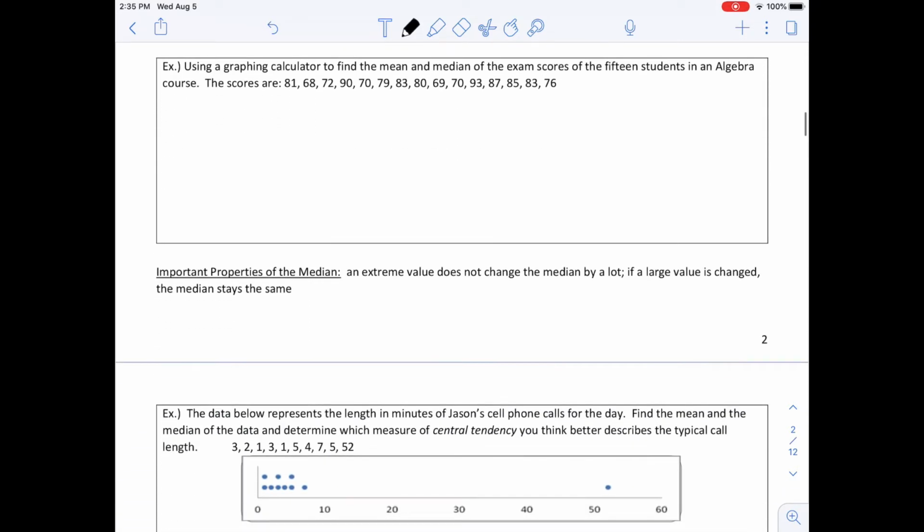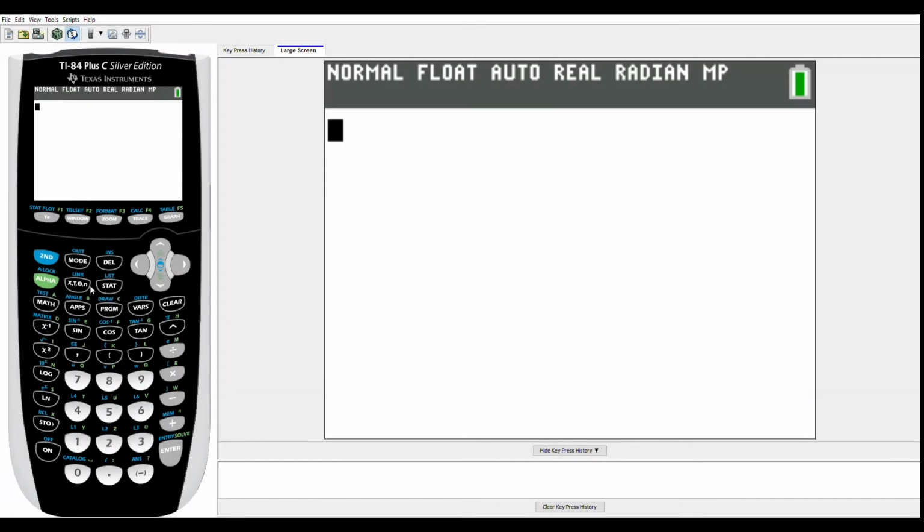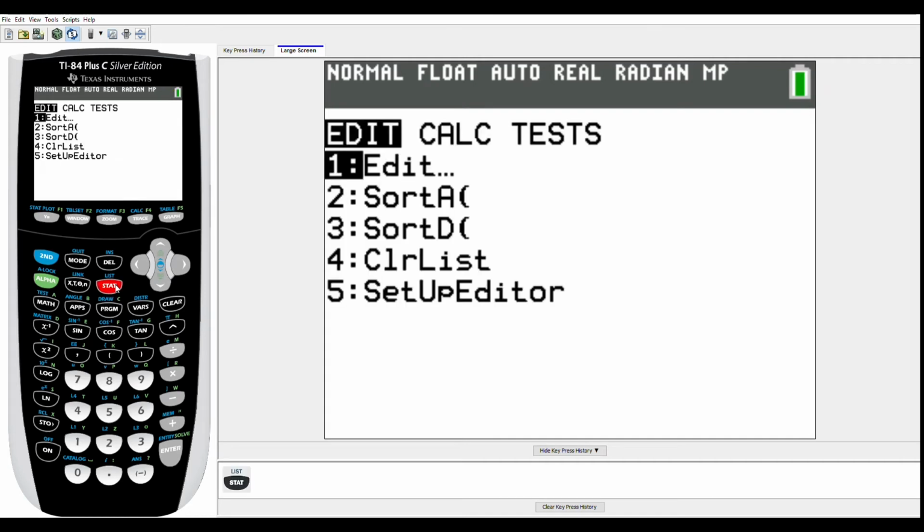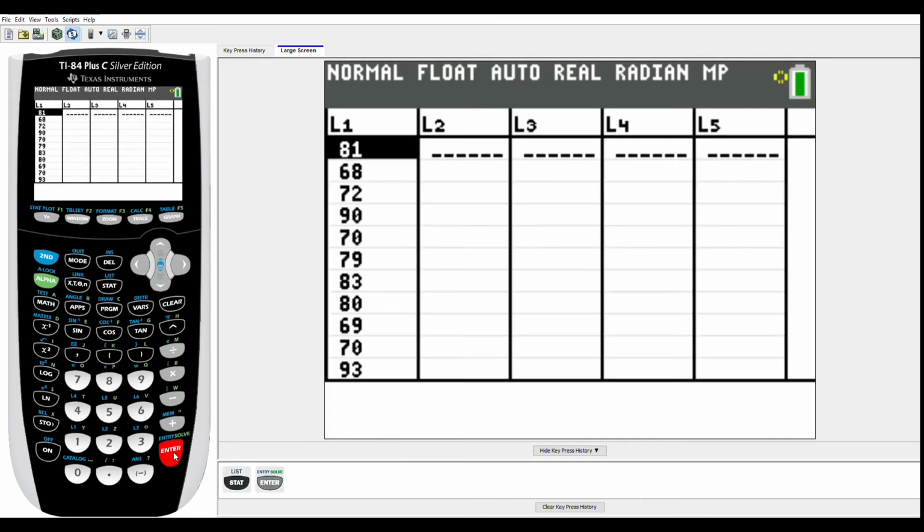So the next example says, using a graphing utility, find the mean and the median of the exam scores of the 15 students in an algebra course. The exam scores are listed there. So the first thing that you guys are going to have to do is take all of these numbers and input them into L1. On your calculator, you want to go to Stat, to Edit, select Enter, and enter in all those exam scores into L1. This is raw data, or just a list of numbers.